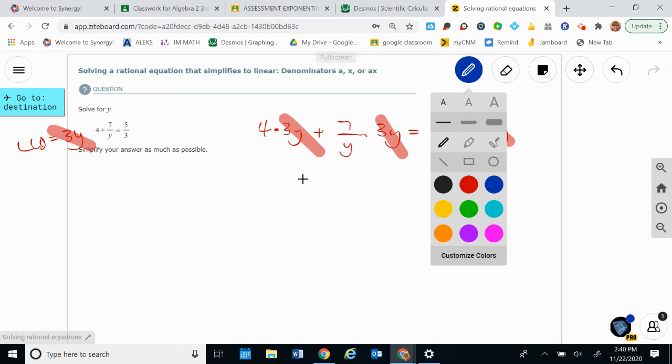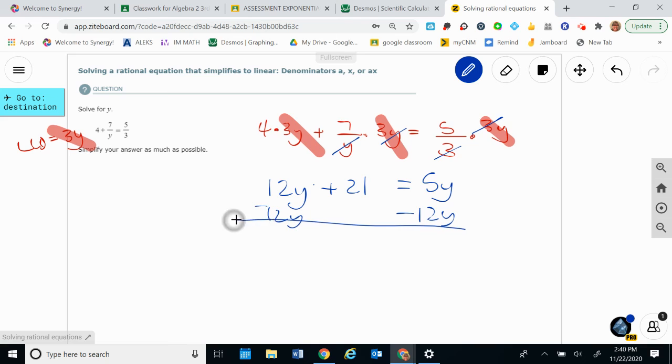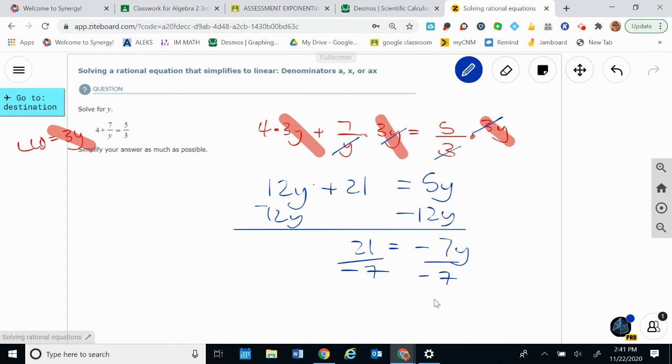Now that we got that, I am going to get 12y plus, these y's cancel, 21 equals, the 3's cancel, 5y. So we subtract, we're just solving. I'm going to move the 12y over even though it makes it negative. 21 is equal to negative 7y. 12 minus 5 is 7. Divide by negative 7. And y is equal to negative 3.